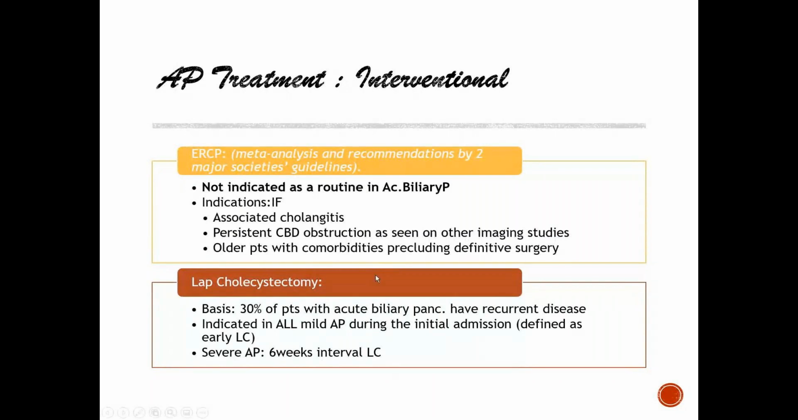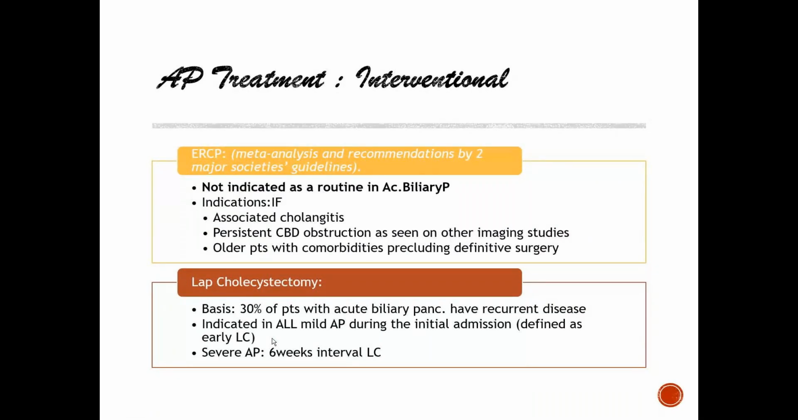And that brings us to the most important thing, and that is lap cholecystectomy at the same sitting. The basis is that 30% of patients with acute biliary pancreatitis would have a recurrent disease. One third, a very high figure. That means if there are 100 patients of acute biliary pancreatitis and you let them follow a natural course, one third of them are going to come back to you with recurrent acute pancreatitis. So it is indicated in all mild AP during the initial admission, and that is defined as early lap chole. Early lap chole in acute biliary pancreatitis is defined as the same admission lap chole, usually within the first 7 days.